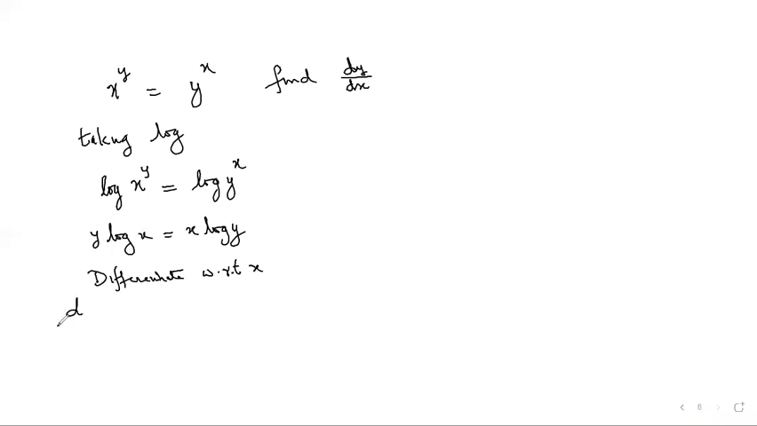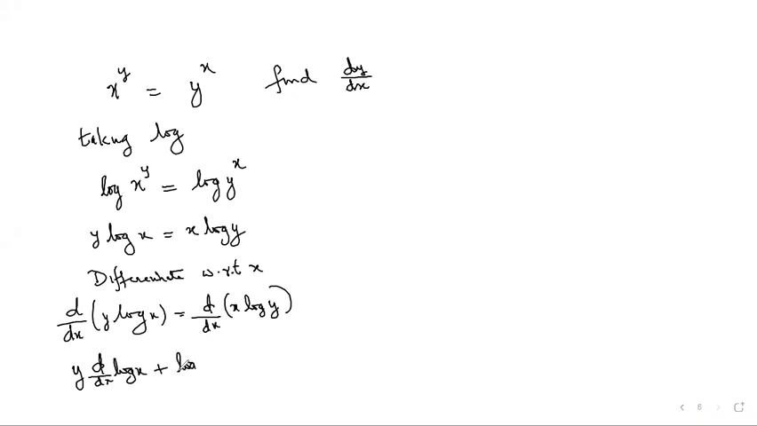So first you did d by dx of y log x is equal to d by dx of x log y. So when you differentiate y log x, what answer do you get? y into derivative of log x plus log x into derivative of y is equal to x into derivative of log y plus log y into derivative of x.